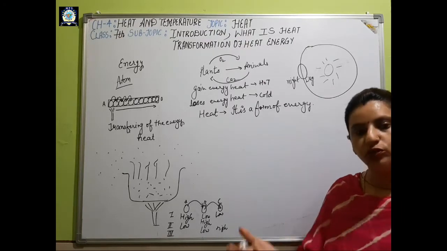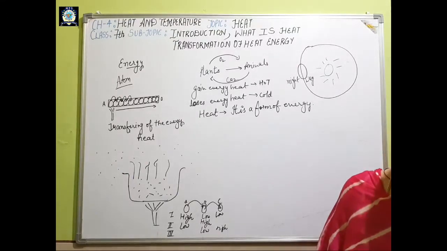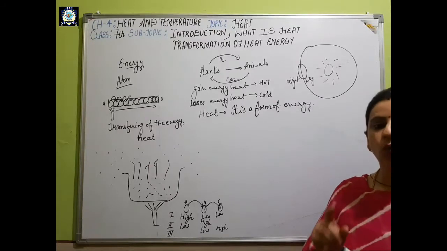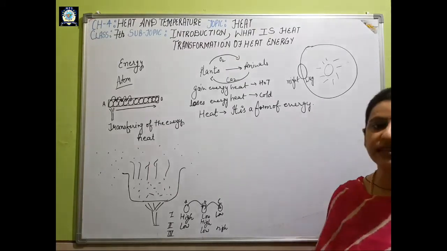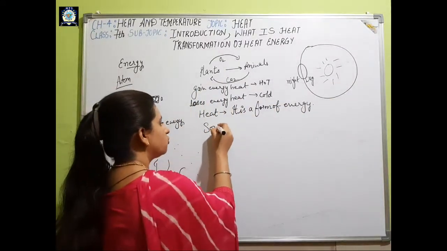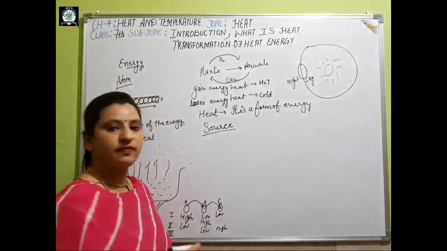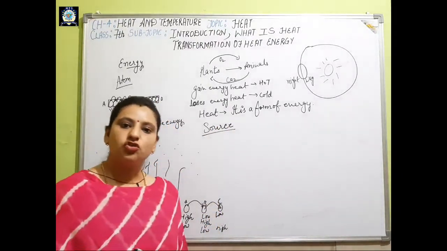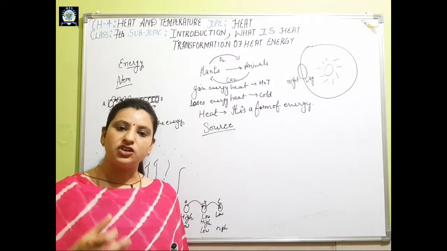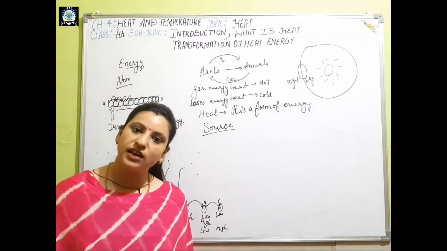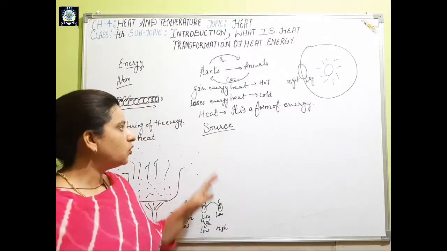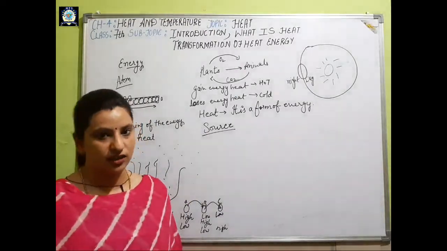So that object which gains the heat becomes hot, and that object which loses the heat becomes cold. Also, one more thing is very, very important for the heating and cooling of the object, that is called the source of heat. Source of heat is very, very important, because when the source of heat or the source of energy is there, then only can energy be gained by a certain object and transferred from that certain object. Okay. Now we will discuss the transformation of the heat energy.